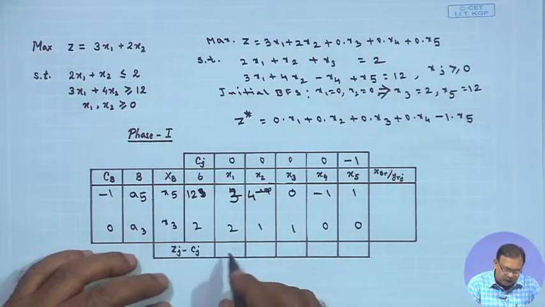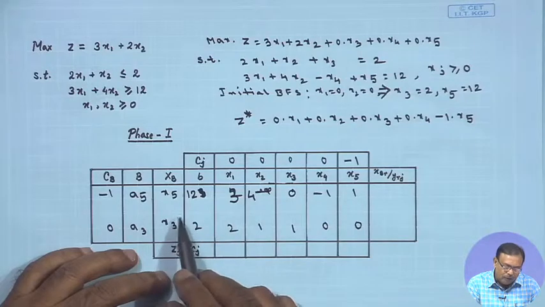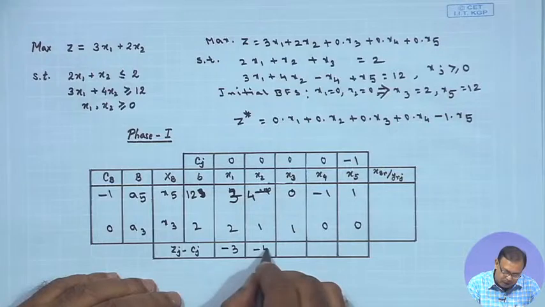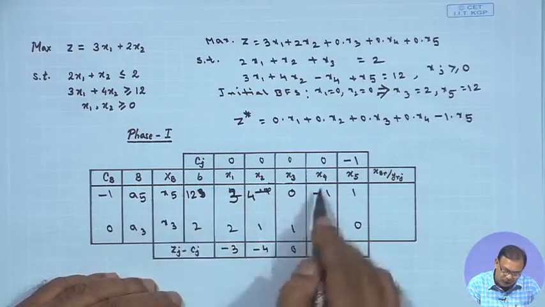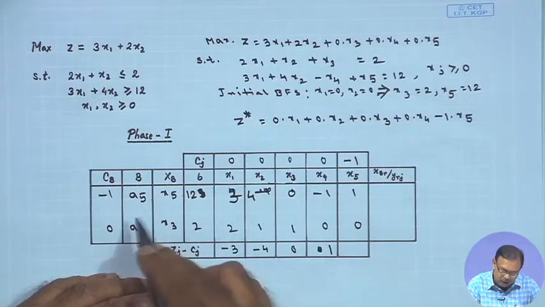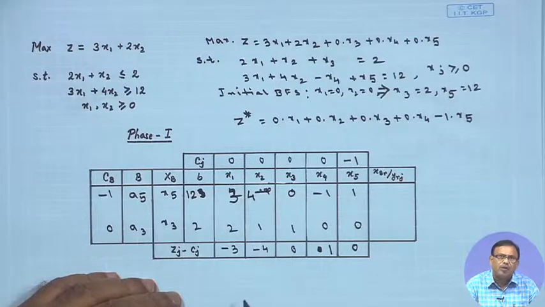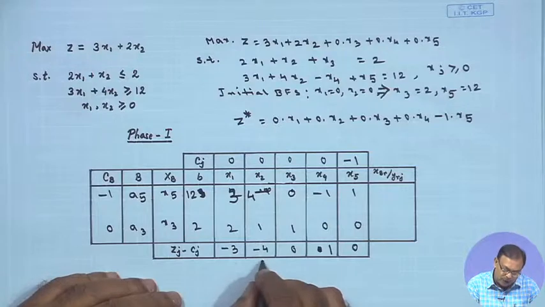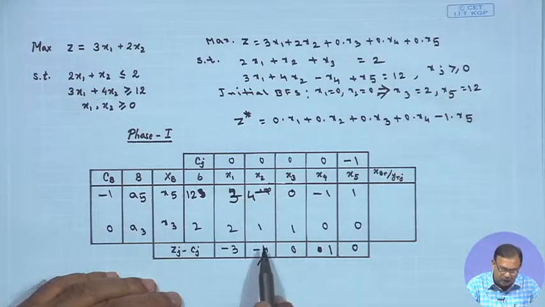If you calculate the zj minus cj value as usual, cB into xB minus cj, you will obtain minus 3, minus 4 and 0, 0, 0. This is 1, so it will be 1 and this will be 0. So, zj minus cj is less than or equal to 0. Therefore, the most negative is minus 4. So, the entering vector will be this one. Most negative zj minus cj is minus 4, so the entering vector is this.